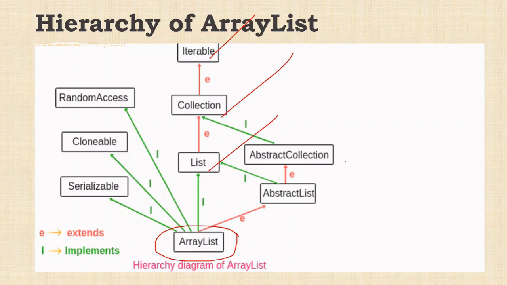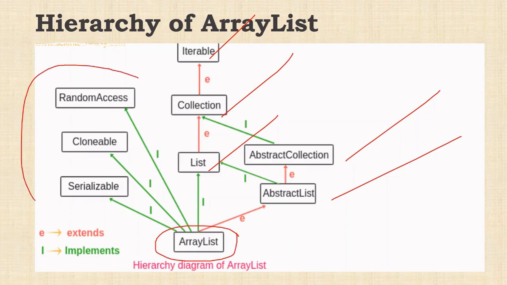These are the classes AbstractCollection and AbstractList. ArrayList extends AbstractList as well as AbstractCollection. ArrayList also implements these interfaces: RandomAccess, Cloneable, and Serializable. So this is the hierarchy of ArrayList.